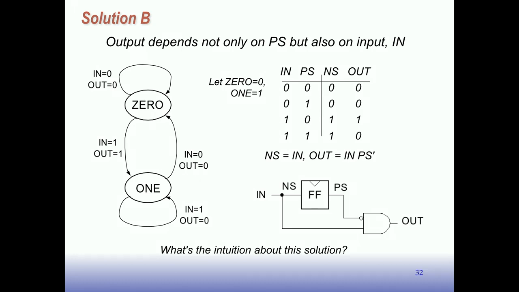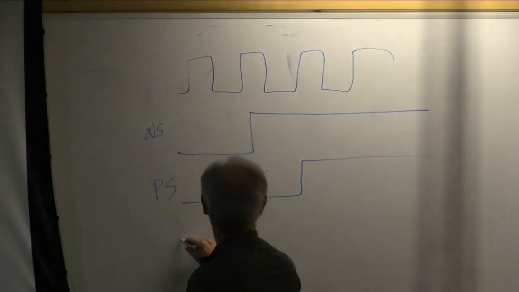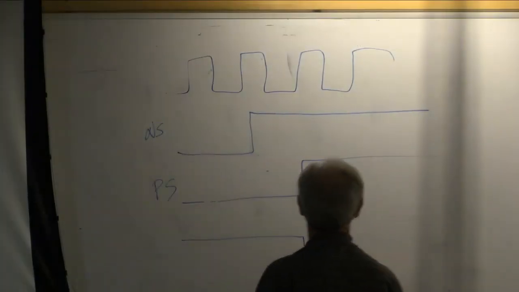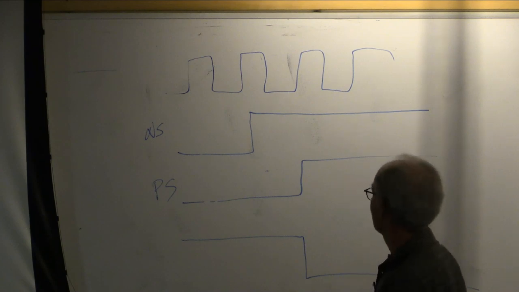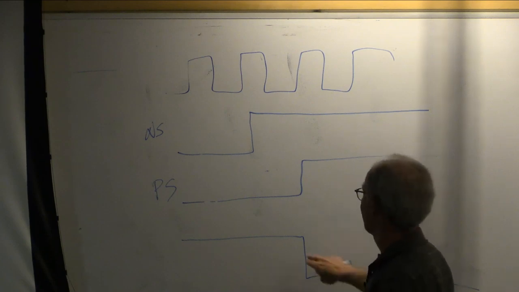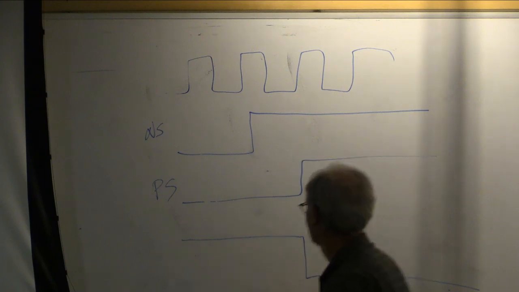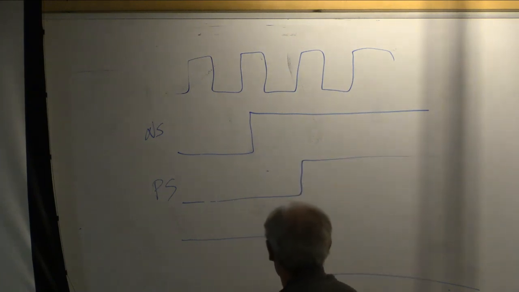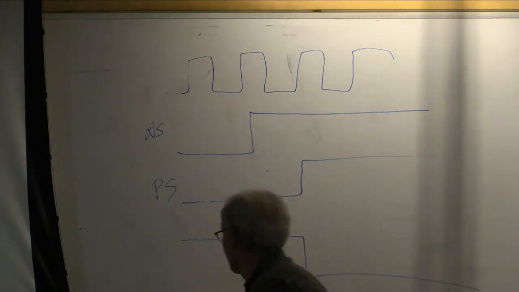Now, if you take these two signals and you invert present state, so you got this, and then we combine and this with this, you'll get this for the output.